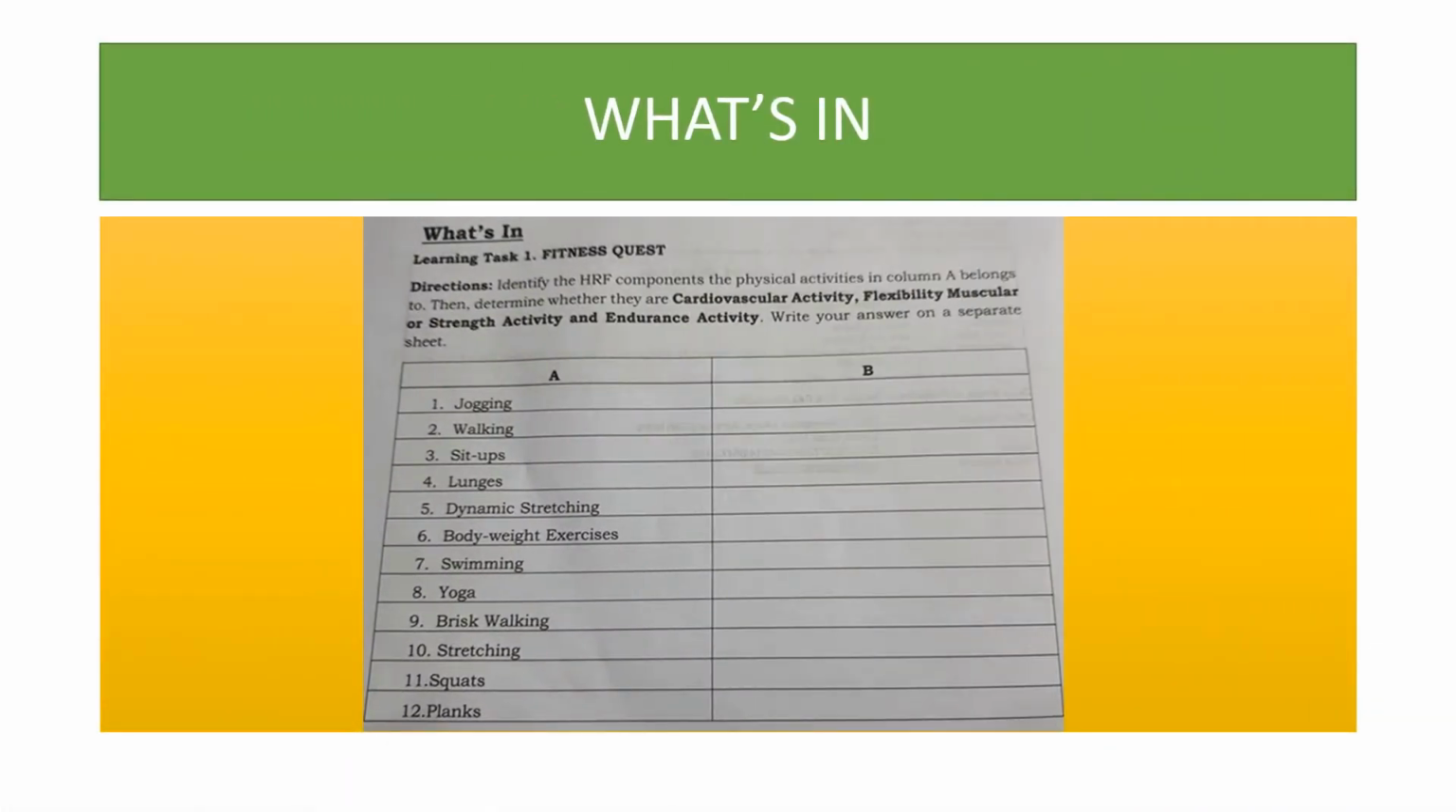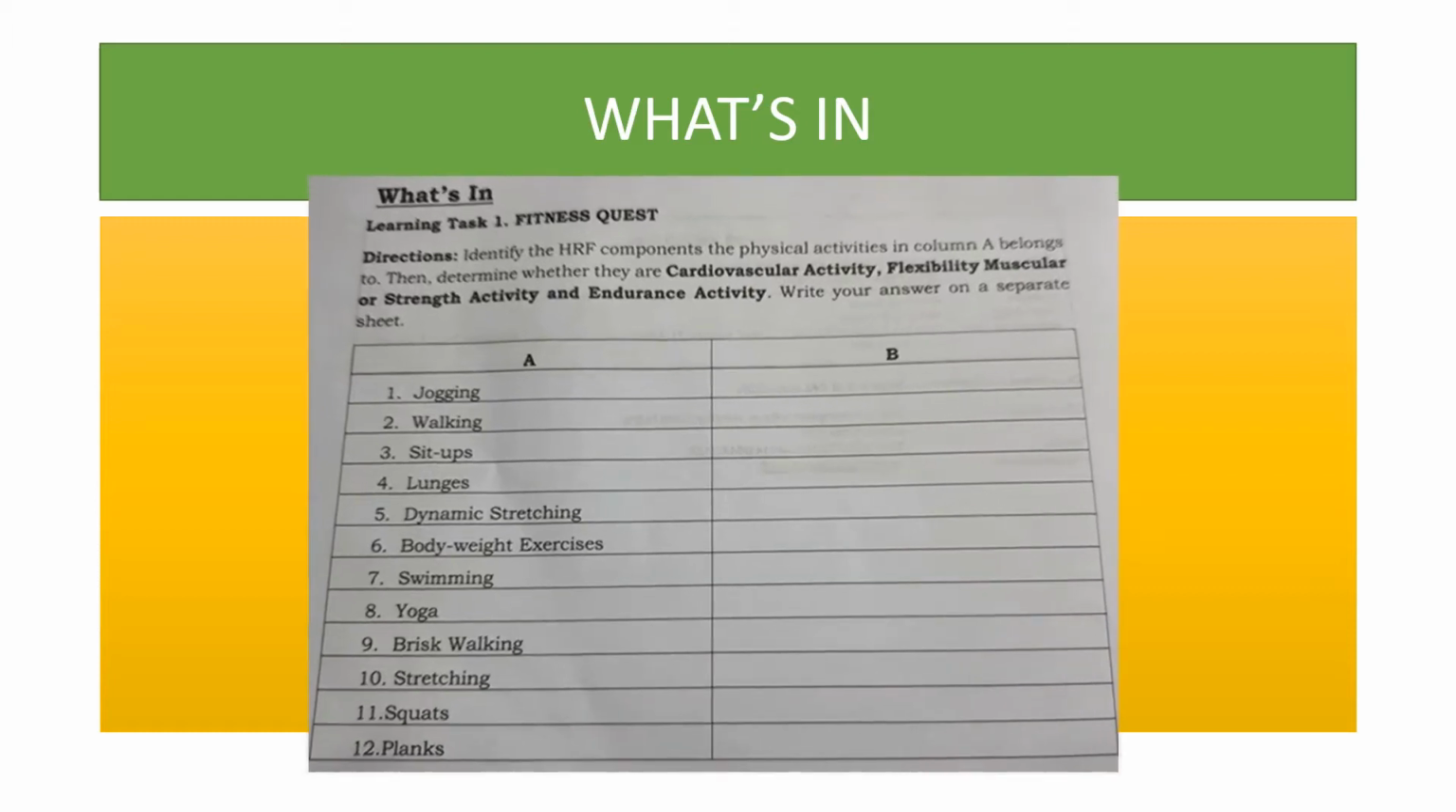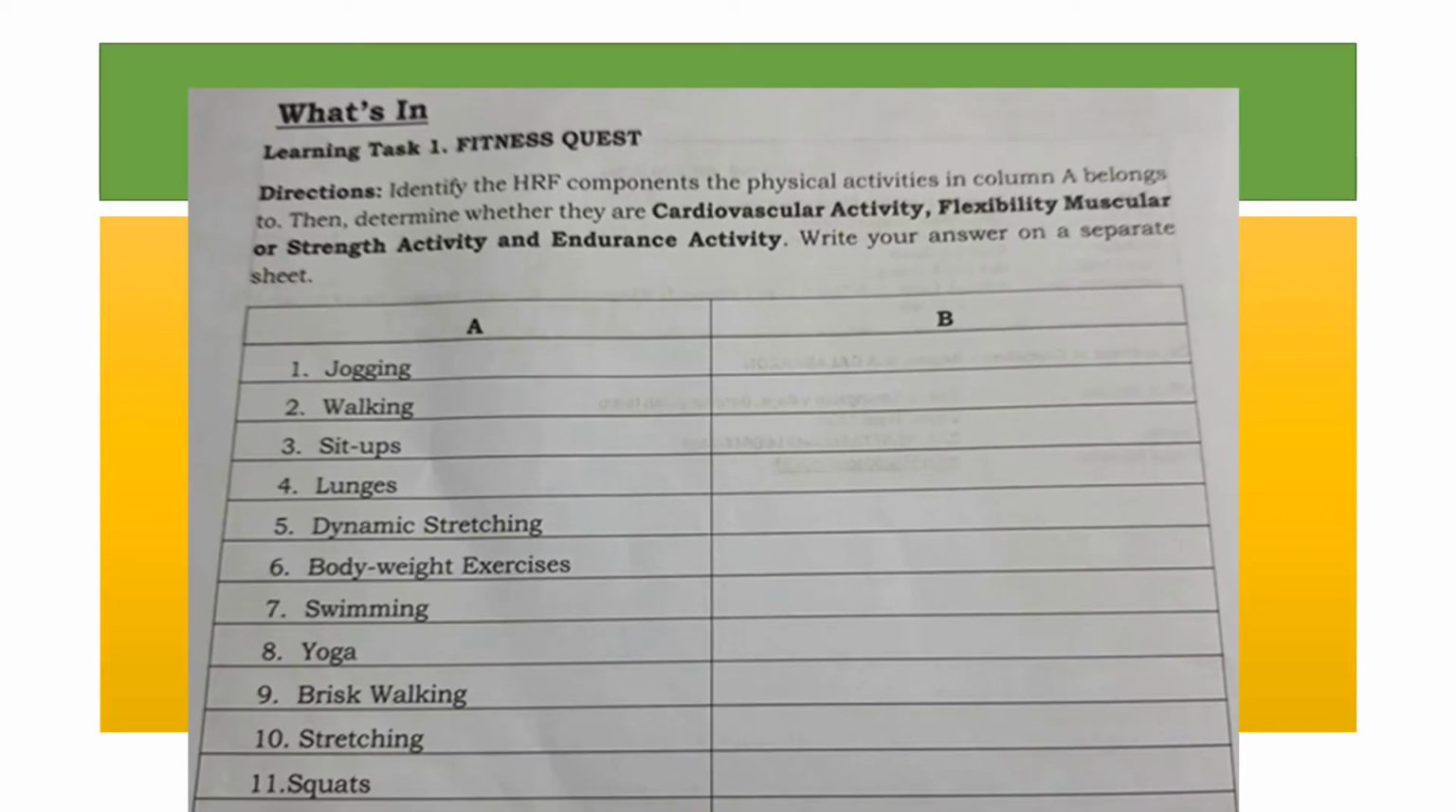So what's in? Let's have our fitness quest. You will identify here the health-related fitness components that the physical activities in column A belong to. Then you will determine whether they are a cardiovascular activity, a flexibility, muscular strength, or endurance activity. Example, jogging. That is a cardiovascular activity. That is only an example. You will write your answer on a separate sheet of paper, and you can do this after watching this video.